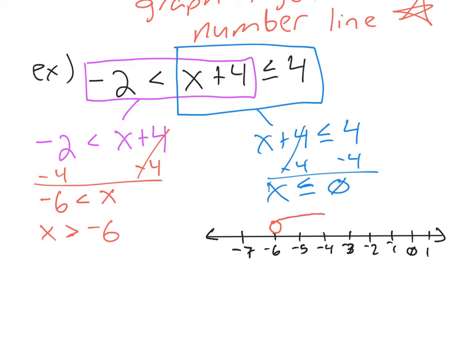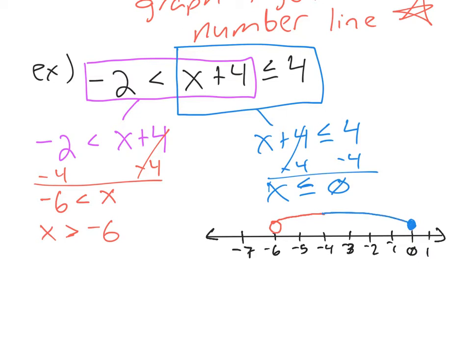All right, the next one here, the blue one, x is less than or equal to 0. We're going to start where? At 0. And what kind of dot there? Closed. Fill it in. We're including 0. And which way is less than? It's to the left.